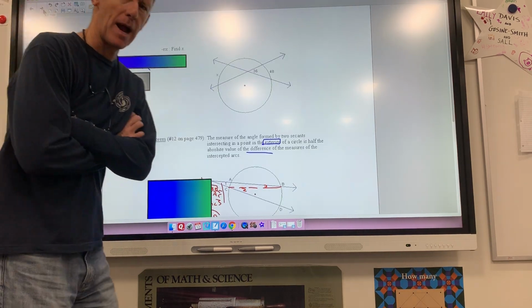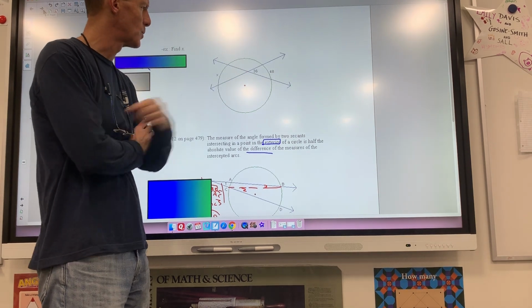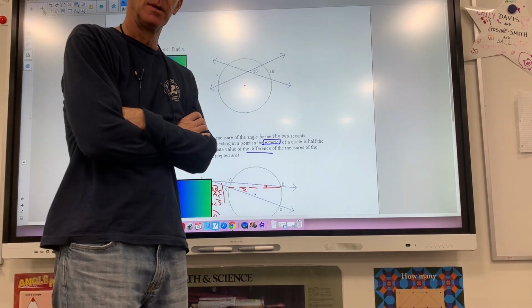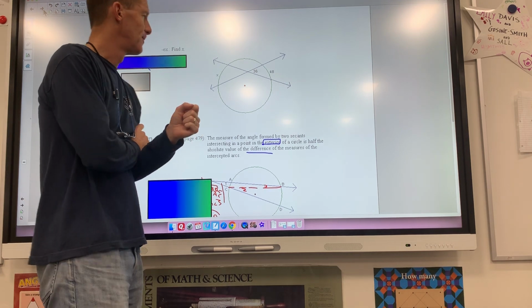Okay, here's another practice one. Ooh, a little different here. Here we actually have the angle, 36. We have one of the arcs, and we've got to find the other one. What equation would you set up? Try it. Remember, you can always pause.